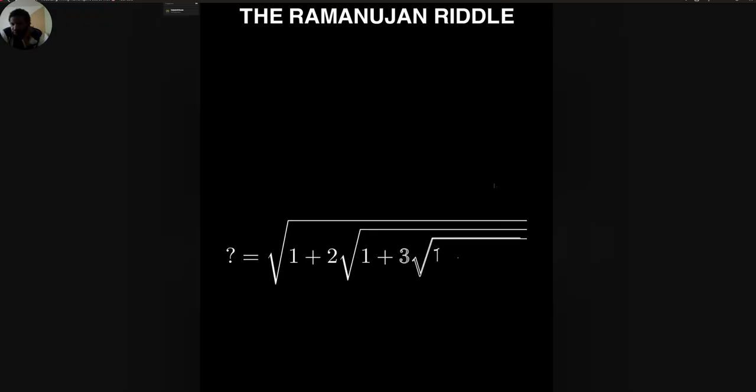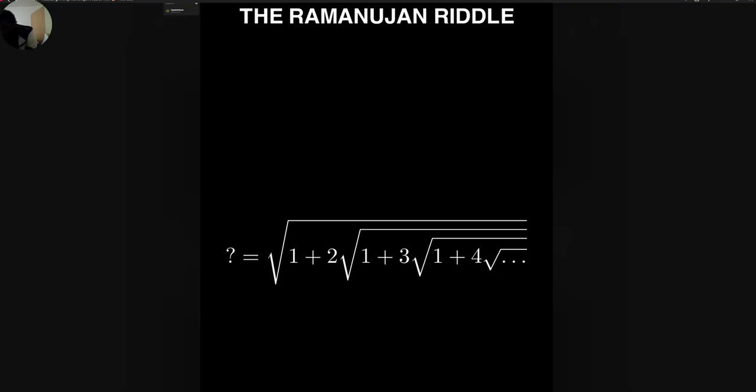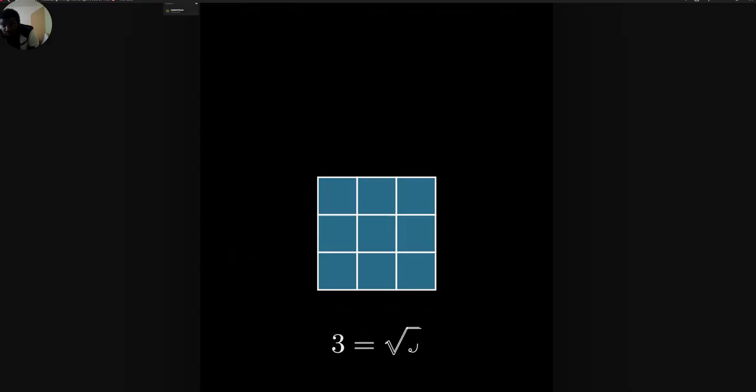Genius Srinivasa Ramanujan posed a problem that stumped the mathematical world. It looks like a monster, an infinite nesting of square roots. Most mathematicians tried to solve it by calculating from the inside out, but you can't start at infinity. Ramanujan didn't look at numbers as symbols, he saw them as shapes. To solve this, he didn't calculate forward. He started with the answer, the number 3.